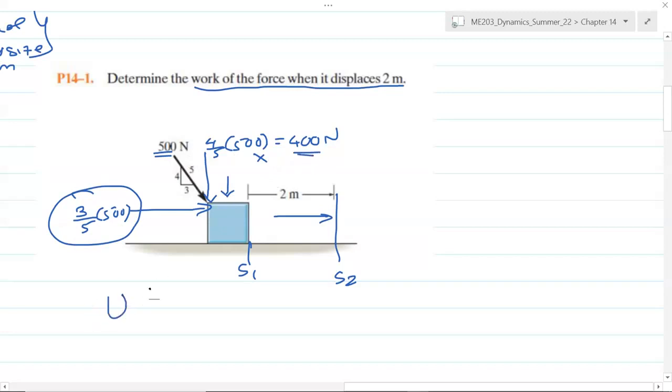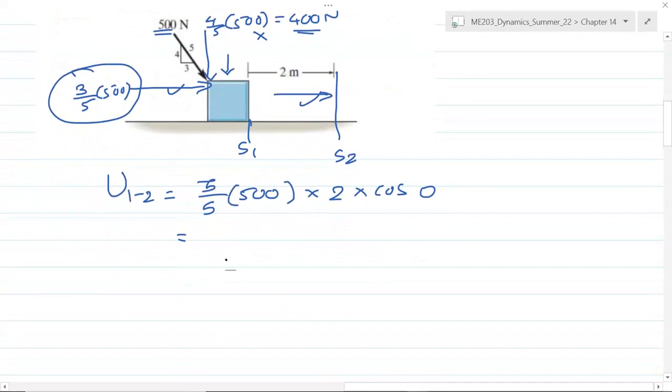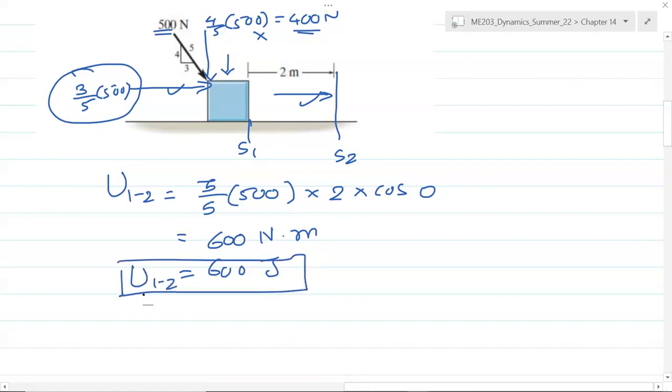So work done by this force, U going from 1 to 2, is nothing but F multiplied by ds, which is 2 meters multiplied by the cosine of the angle between this vector and this vector, which is 0. So that is the work done by the applied force. This is like 300 times 2, so that's 600 Newton meter, or you can say 600 joule. We use capital letter J to denote the unit joule. So this is the work done by the applied force.